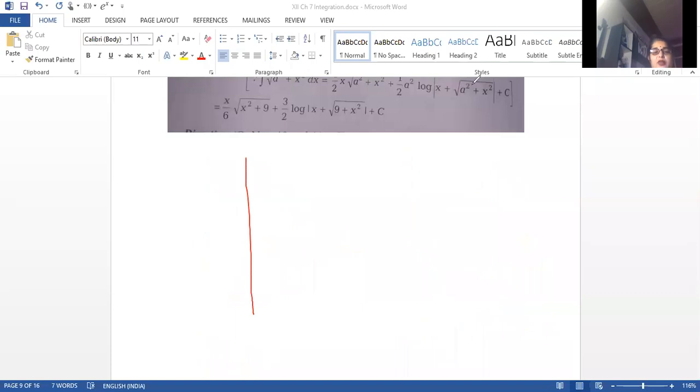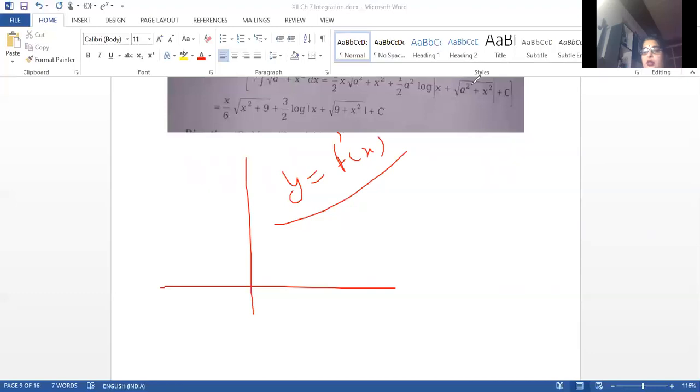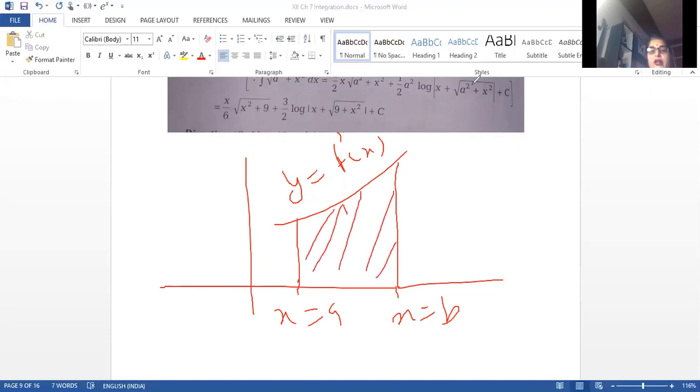Suppose this is your function y is equal to f(x). Clear? Now, in indefinite integral we were not specifying any limit, but here we are having the limit from x is equal to a to x is equal to b. X is equal to a, this is your point, and this is your point, x is equal to b. So definite integral will give you the area under this curve.